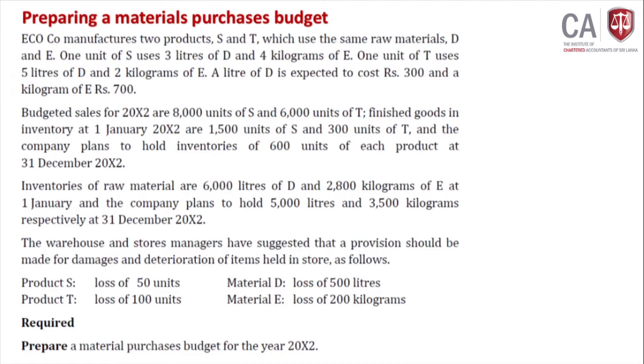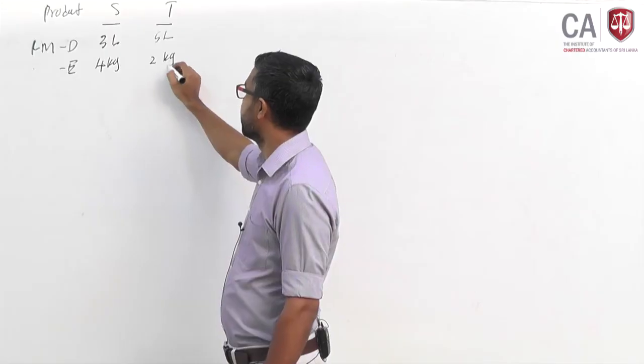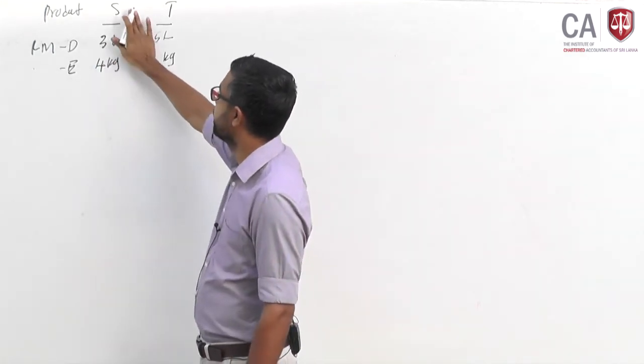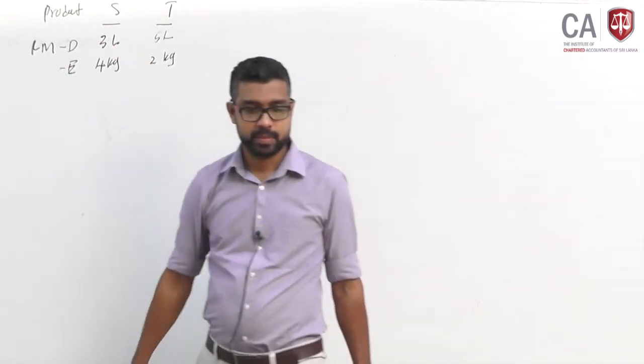You require raw materials D and E. 1 unit of S, don't get confused, uses 3 liters of D and 4 kilograms of E. D is in liters, E is in kilograms. And 1 unit of T uses 5 liters of D and 2 kilograms of E. So this is the raw material usage requirement to produce 1 unit of S and T. Simple.